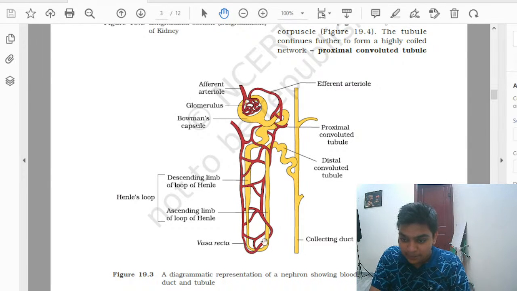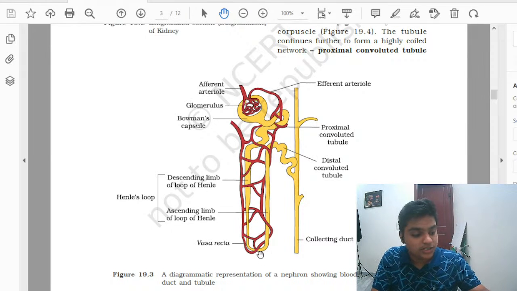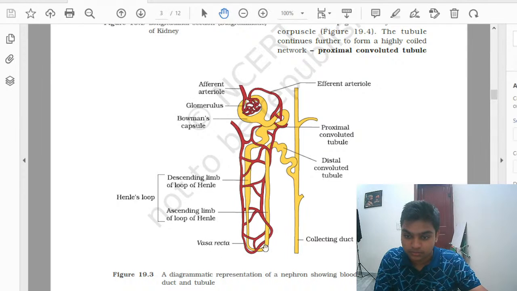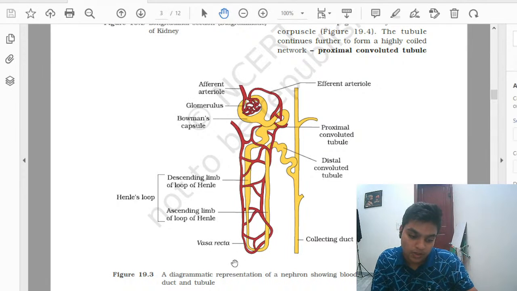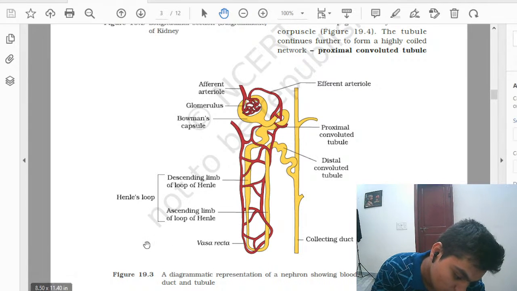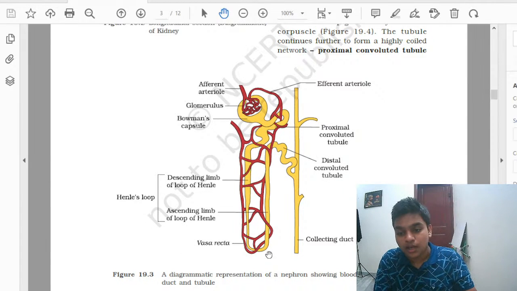This red color part, you see this red color part, this is your vasa recta, and this yellow color part is your nephron part. And these two are in close proximity to each other.